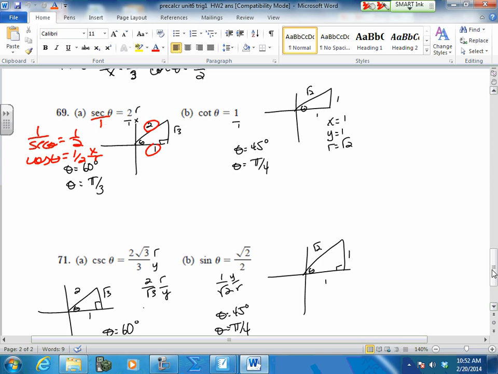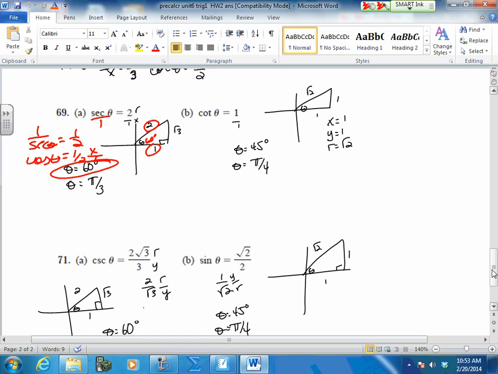What angle is across from the radical 3? 60. This is a 60-degree angle. That's all I wanted to know. And how many times does 60 go into 180? 3. Pi over 3. Okay? So we get to here.